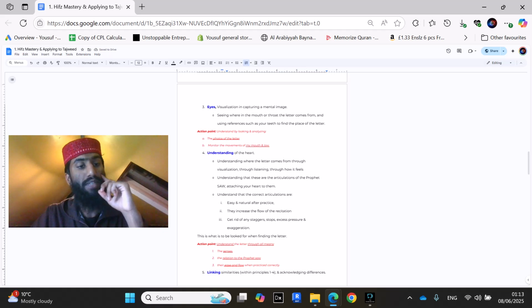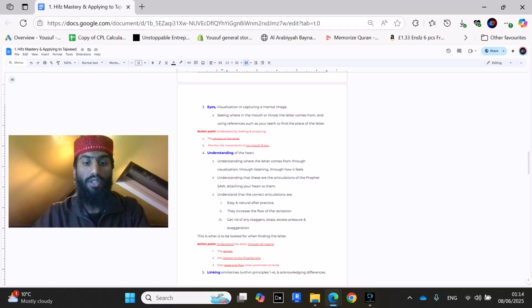But sometimes it's also just the fact that your tongue isn't strong enough. So you need to do some more repetitions and get your tongue to be stronger to be able to say the letter. So it's not always the wrong place if you're still staggering. It might mean you need a bit more practice. So that's why I said it's easy and natural after practice. That's what needs to be looked for when finding a letter.